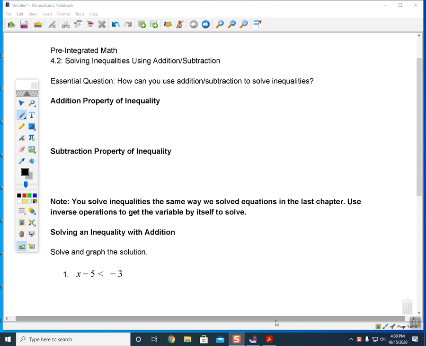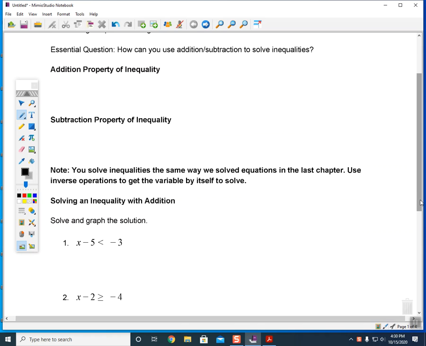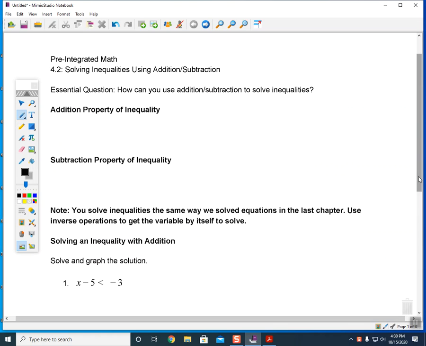We are starting to talk about inequalities, and we just talked about inequalities in general in 4.1. So now we're going to move on to solving inequalities using addition and subtraction. First I have a couple properties that we need to talk about. The first one is the addition property of inequality.